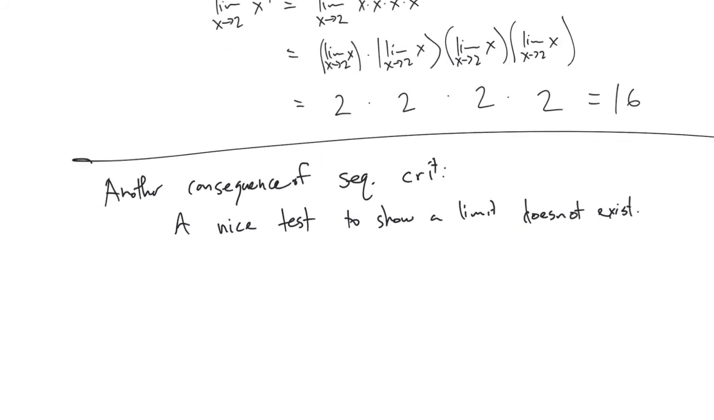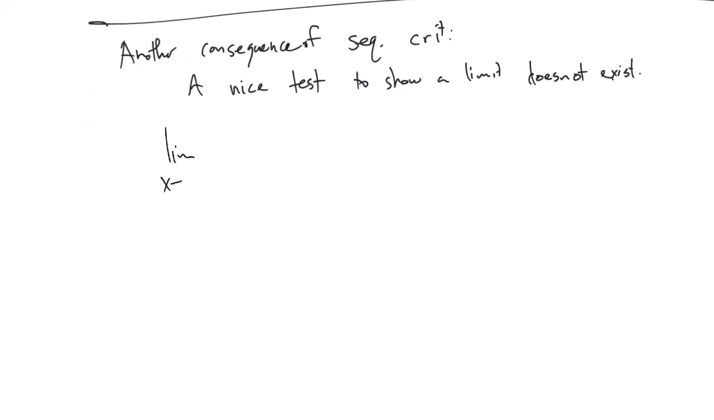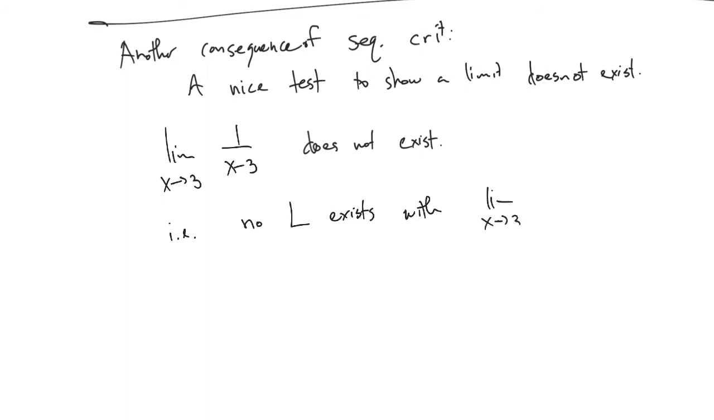For example, let's see if we can show that the limit as x goes to 3 of 1 over x minus 3 does not exist. It's true. It's a fact. What I mean by the limit does not exist, very specifically, is that no L exists with the limit as x goes to 3 of 1 over x minus 3 equal to L. That's what I mean when I say the limit does not exist. There's no possible value that you could put there which would make the limit equal L.